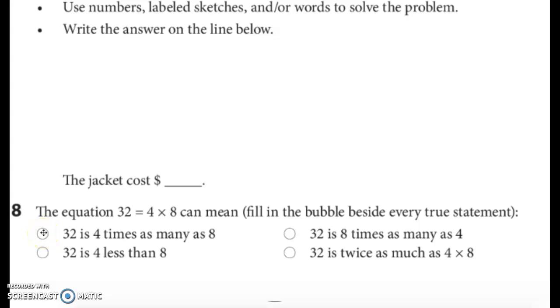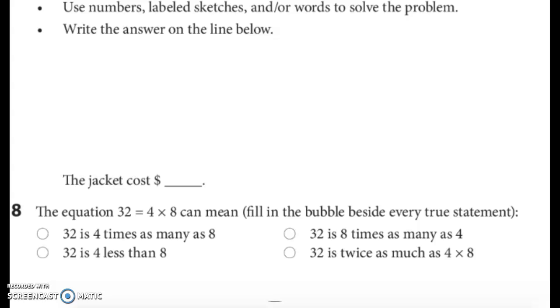32 is 4 times as many as 8. Then, 32 is 4 less than 8. Next, 32 is 8 times as many as 4. Finally, 32 is twice as much as 4 times 8.